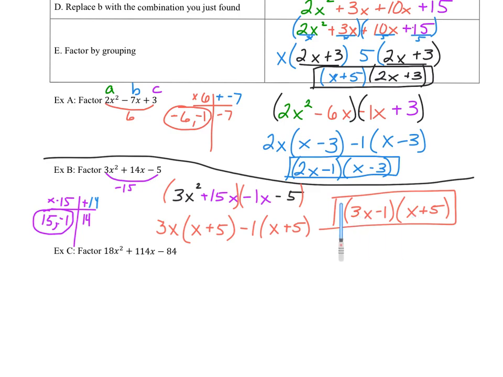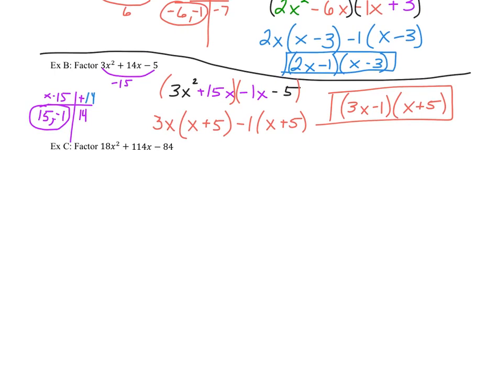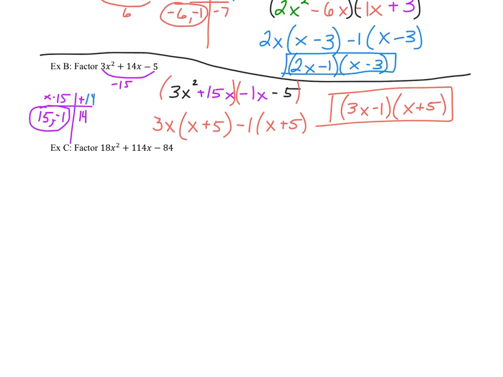3x times x gives me my 3x squared right there. Well, that's good. My -1 times my 5 gives me my -5. So at least the front and the back one, A and C, are right, which means my B is probably right too.